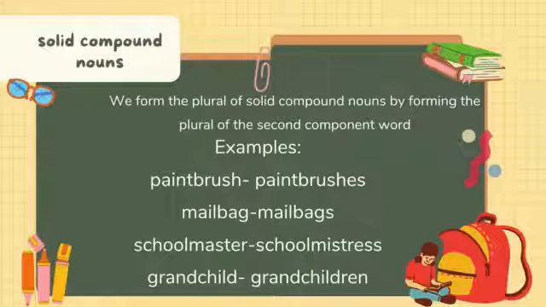Okay, so how do we form the plural of a solid compound noun? We form the plural of a solid compound noun by forming the plural of the second component of the word. Okay, so we usually either add s or es to the second component. For example, paintbrush, we have paintbrushes, so we add es. Mailbag, we have mailbags, we add s to the second component of the word.